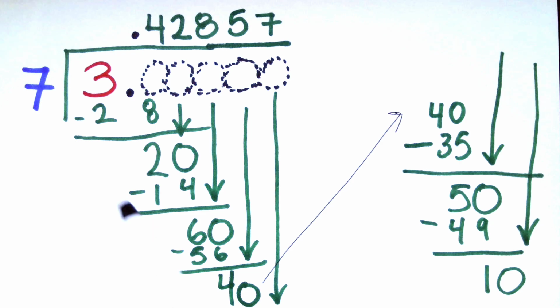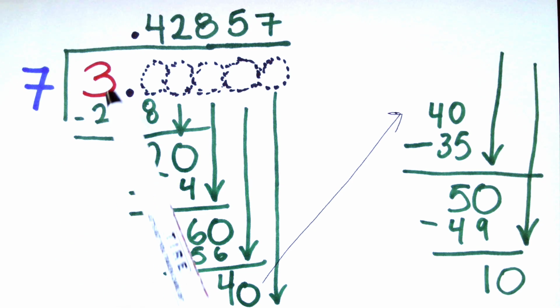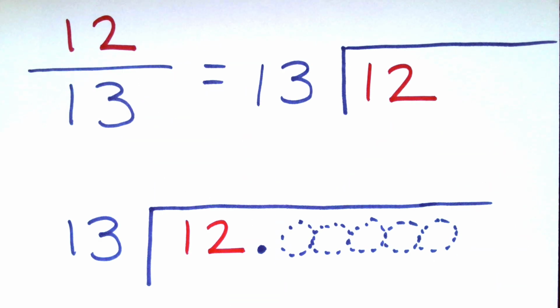So you could say that 3/7 in decimal form is 0.42857. All right, so our second fraction was 12/13, or 12 divided by 13, 12 divisor bar 13.